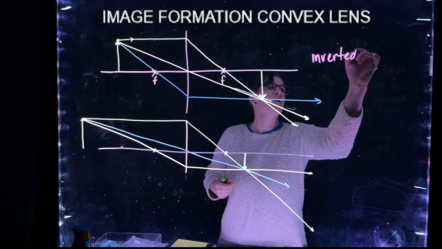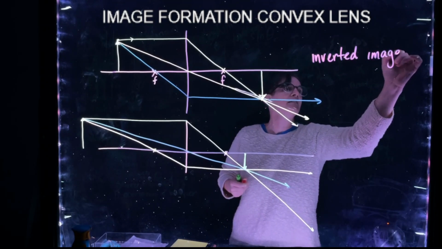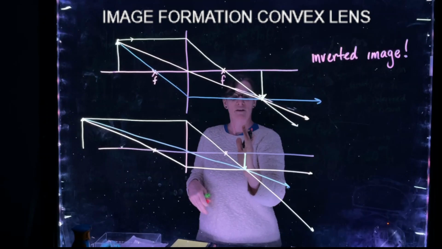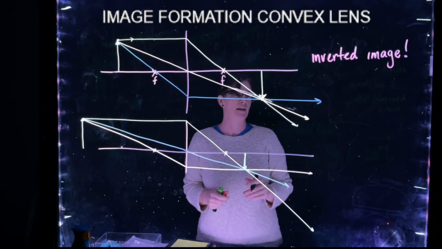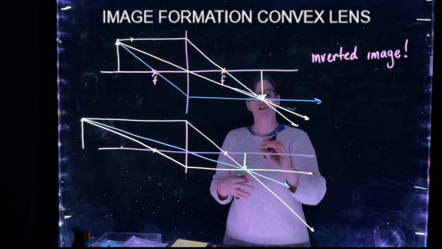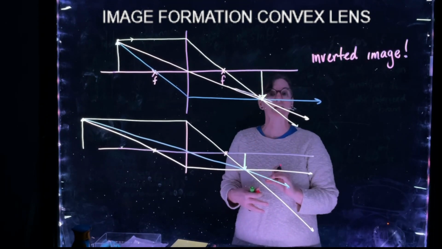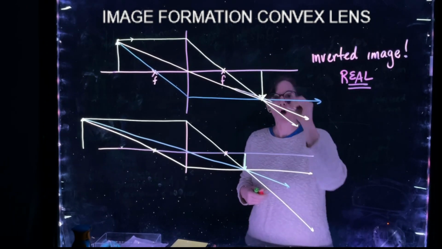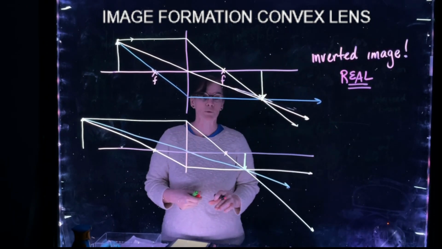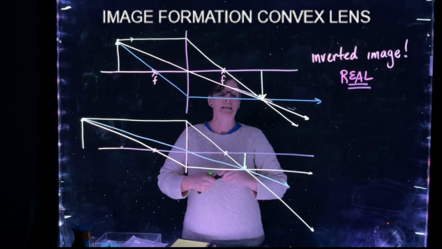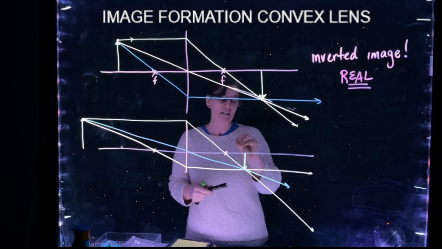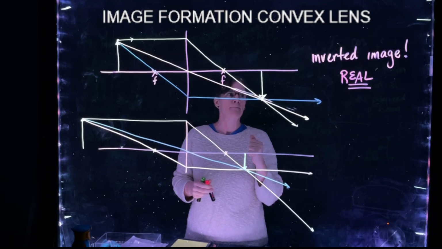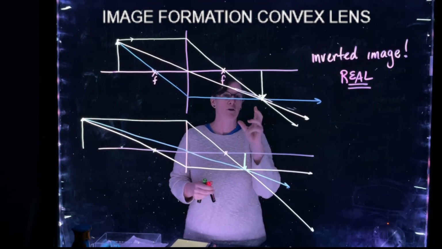And indeed, if I put a screen at this location, I would produce an image on that screen. Because we can produce an image, and this image is formed by the true intersecting of lines, we call this a real image. An inverted image is our clue that we have a real image. That's real because the light rays are actually intersecting to recreate the object in that image.